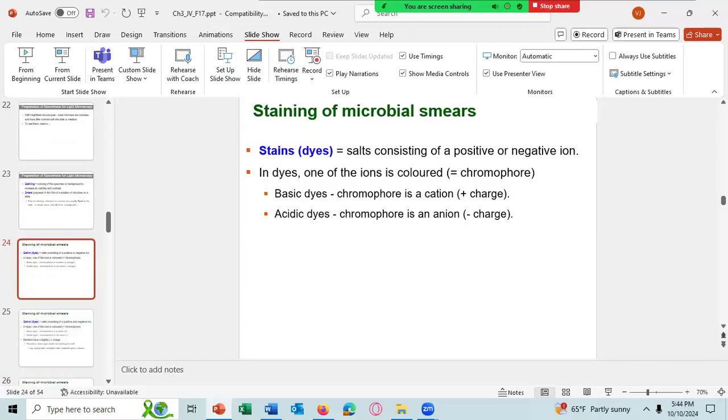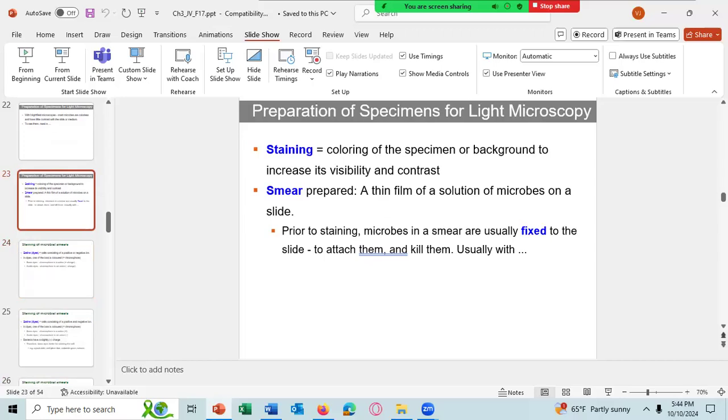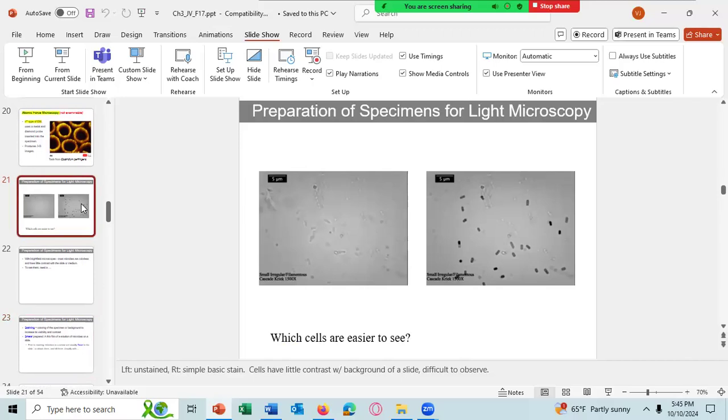For the smear, would it look like the left slide in slide 21, and then the stain would be the one on the right? Not exactly. What we're looking at here is a wet mount, and the cells are not stained. They're just in water on the slide. And this probably is also a wet mount, but the cells are stained. So the cells are in the same water, but they are stained so you're seeing them better.